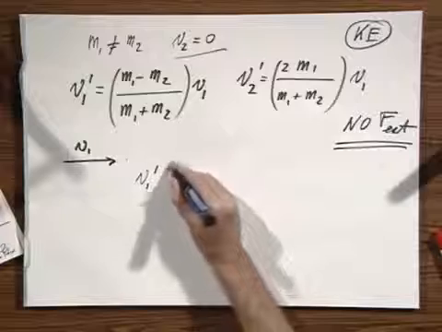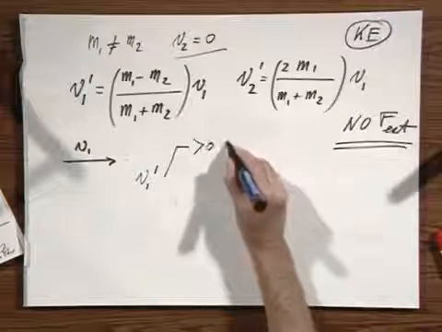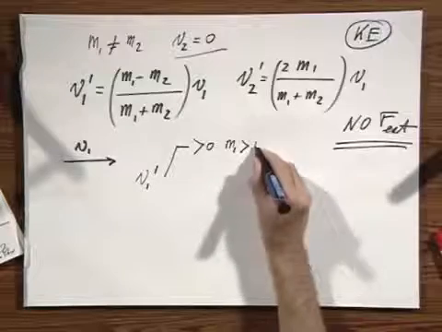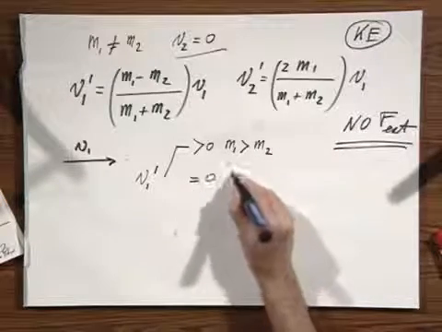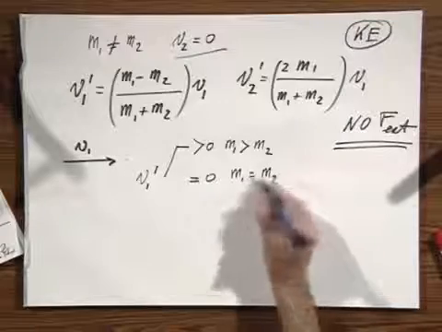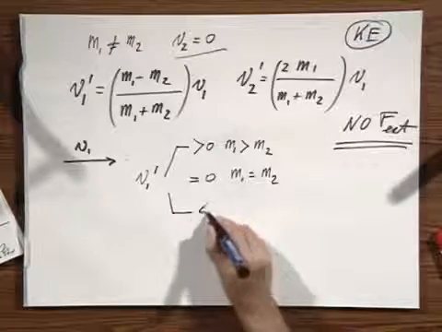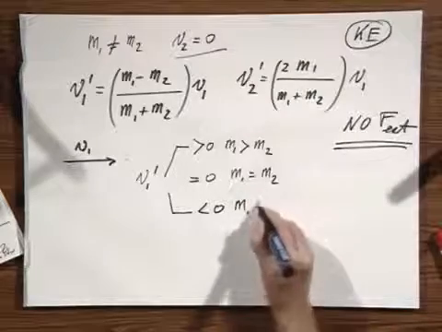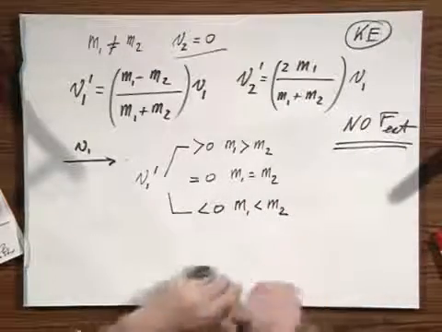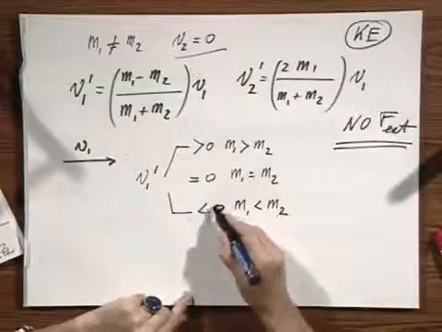And now, notice that V1 prime has three options. It can be larger than 0 if M1 is larger than M2. It can be equal to 0 if M1 equals M2. We saw that before, that's not new. But it can also be smaller than 0 if M1 is smaller than M2. And this is intuitively pleasing, because what it means is, if a small low mass ball, like a ping pong ball, collides with a baseball, or with a billiard ball, maybe a better example, then it can bounce back. You see that if M1 is smaller than M2, it will bounce back.